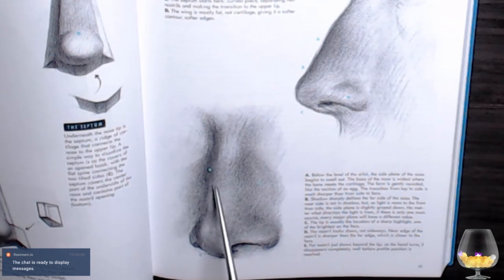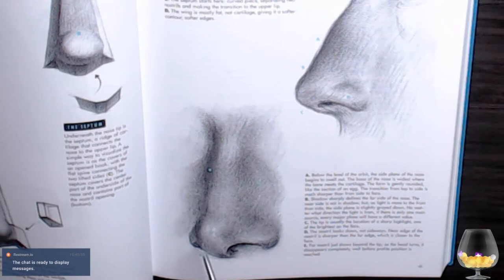B, which is this part, shadow sharply defines the far side of the nose. The near side is not in shadow, but as light is more in the front than the side, the side plane is slightly grayed down. No matter what direction the light is from, if there is only one main source, every major plane will have a different value.